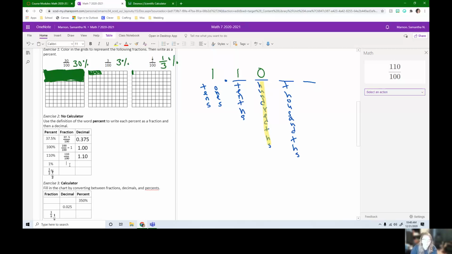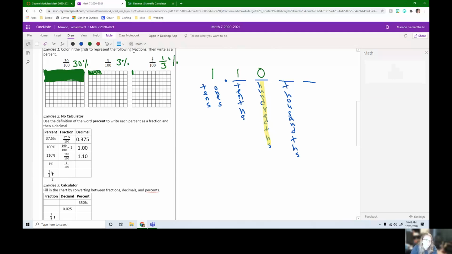If I want to do 1%, I need 1 per 100 or 1 over 100. If I'm going to write this as a decimal, it's 1/100th. So we're going to start in the hundredths. That's the 1. Anything here needs to be filled in with a 0. So we get 0.01.